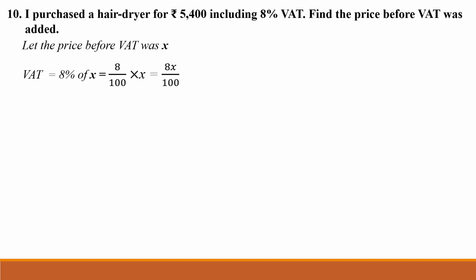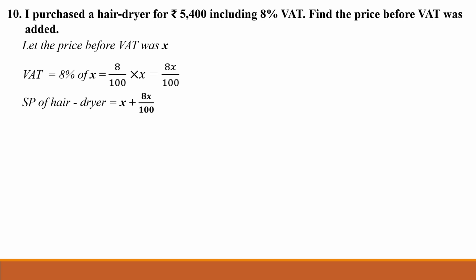Now if I want to find out the total price which includes the VAT when the price of the hair dryer was x, then I will have to add its original price plus the amount of VAT which has to be added to the original price of the hair dryer. So it will be x plus 8x by 100. So the total price or the selling price of the hair dryer will be x plus 8x by 100. According to the question, the total price of the hair dryer is 5,400.